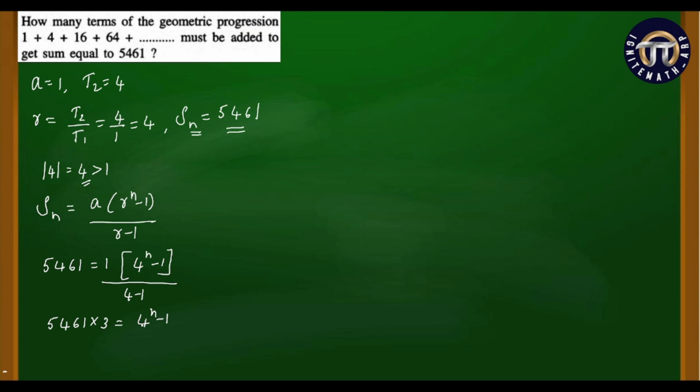Clear, children? Right. So why did I multiply by 3? This 3 goes over there. So when I multiply it by 3, what do I get? I get 16383 plus 1 is equal to 4 to the power of n. Why plus 1? This minus 1 is taken to the other side. Clear? So then I would get 16,384 is equal to 4 to the power of n.